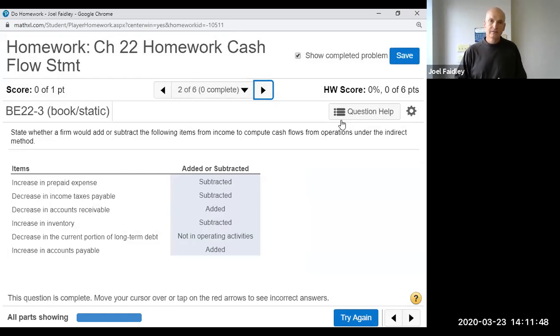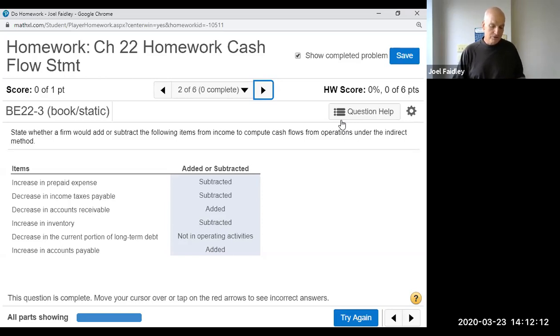it goes in operating, investing, or financing, the question is is it a positive or a negative? So an increase in a prepaid expense. Asset goes up, so that has to be subtracted from cash. Decrease in income tax payable, subtracted. You're making payments against your payables. Decrease in accounts receivable, that's a plus. Increase in inventory, that's a negative.